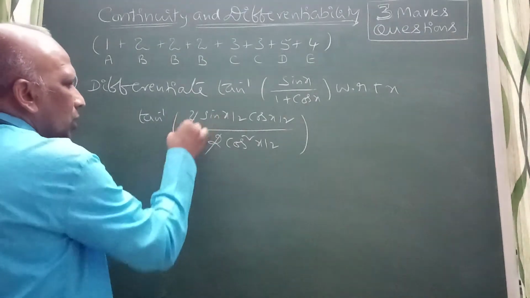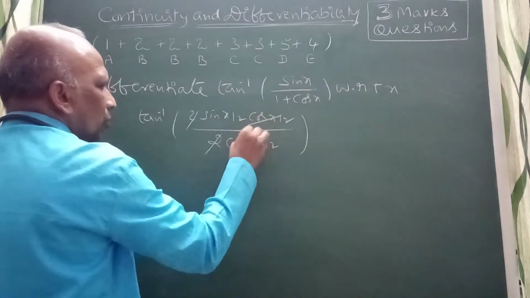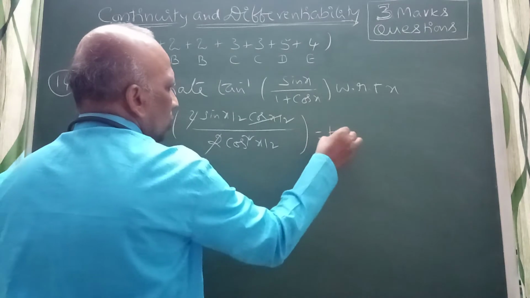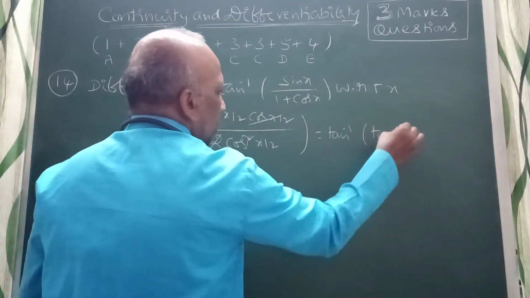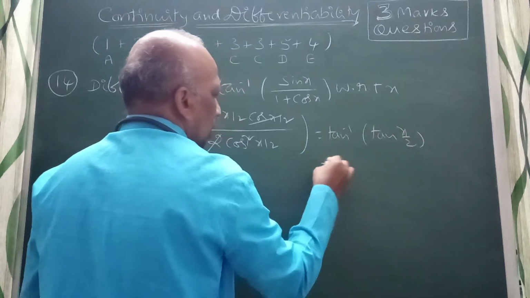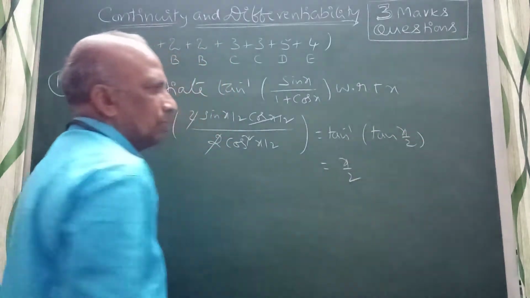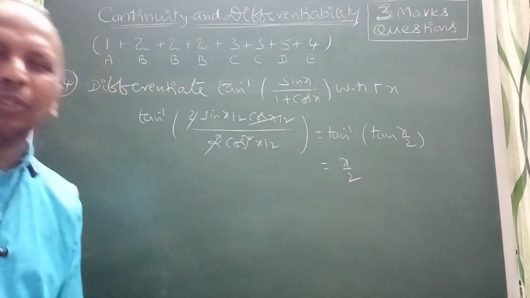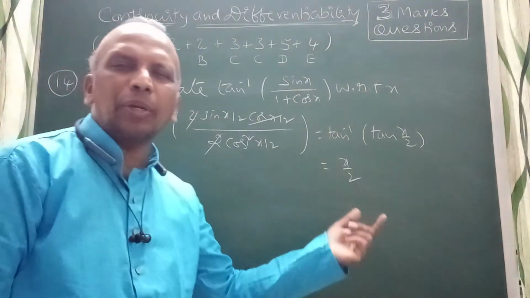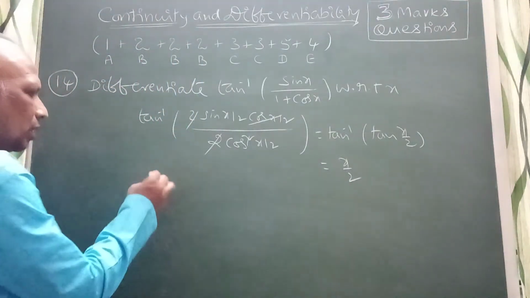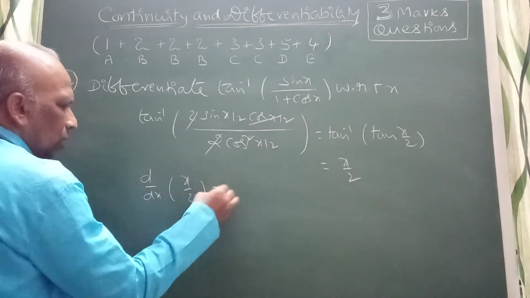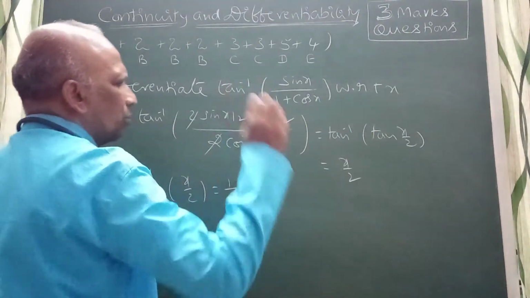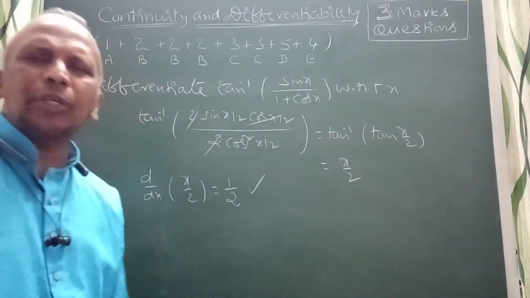So 2 gets cancelled here. Cos x by 2 is squared. You will get tan inverse of sin x by 2 by cos x by 2, which is tan x by 2, right? Tan inverse of tan theta is theta, so we got x by 2, right? Derivative of this: d by dx of x by 2, the answer is 1 by 2. This simple problem gives 1 by 2.